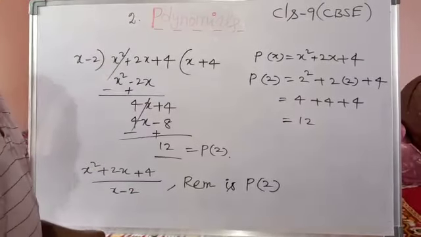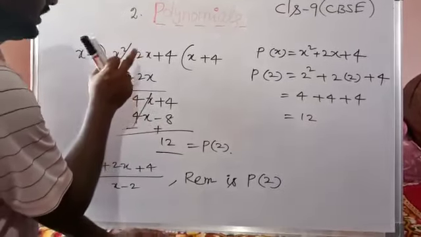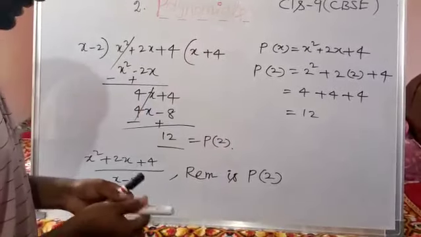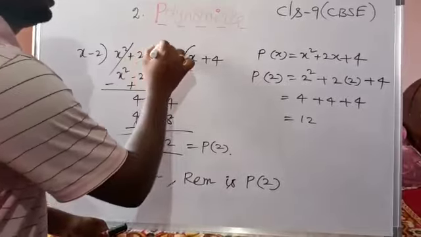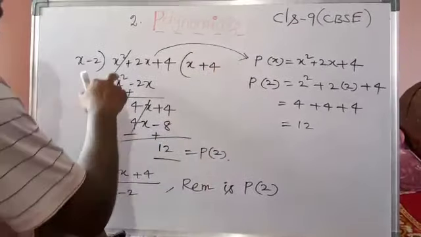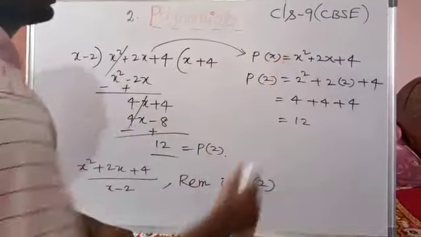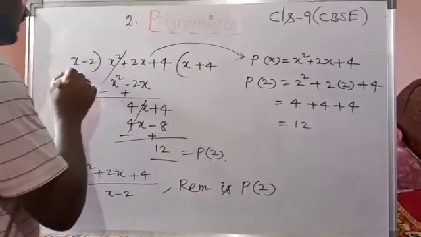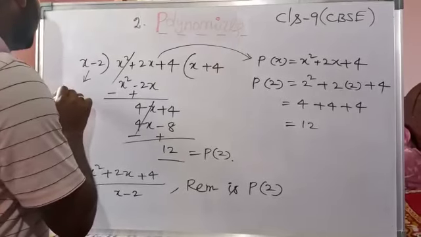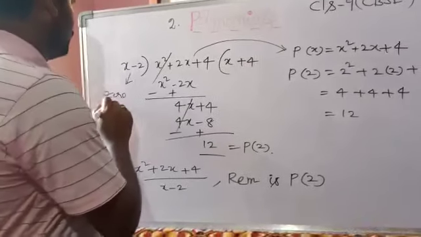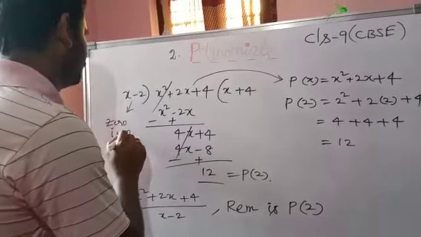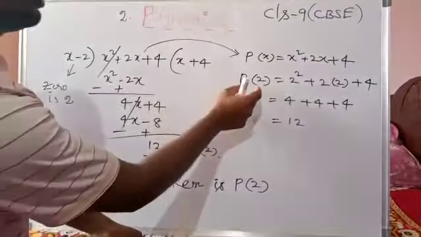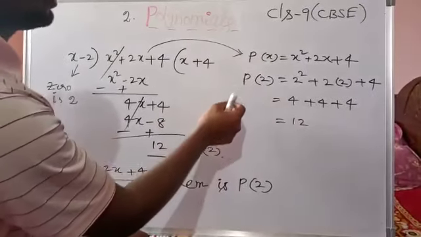You can see here. Now if I take this dividend as p of x, same x square plus 2x plus 4, after that, if I take the zero of this x minus 2, what is the zero of this x minus 2, students? The zero is 2. The zero of the divisor is 2. Now I will find the value of p of 2. So what is p of 2?